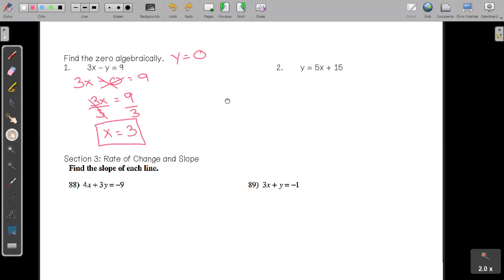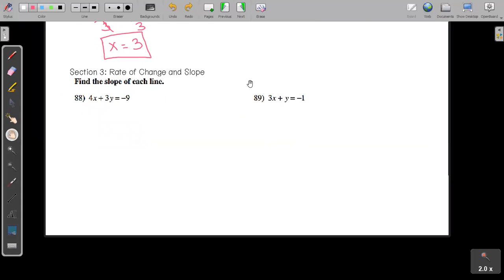The next section we're going to look at is rate of change and slope. So your slope is always going to be with your x. We have the equation y equals mx plus b, which we learned before. So m is your slope, and it's attached to your x. So let's rearrange this to look like y equals mx plus b form. So we need to move our x over. We're going to subtract 4x from both sides.